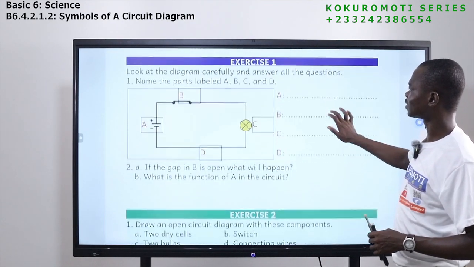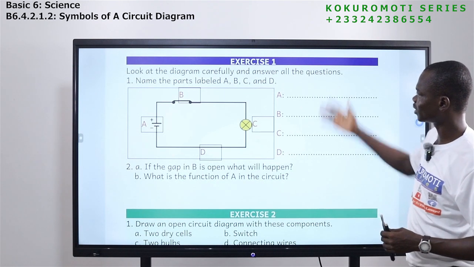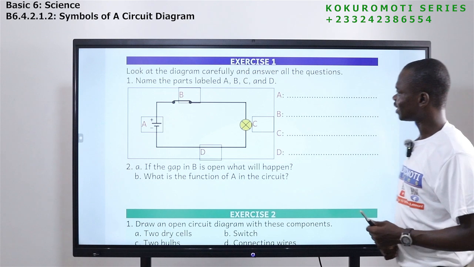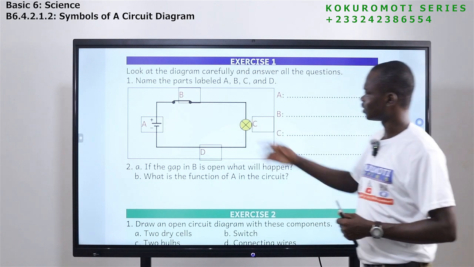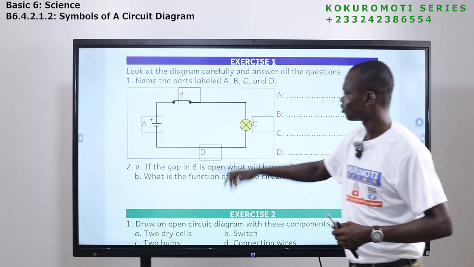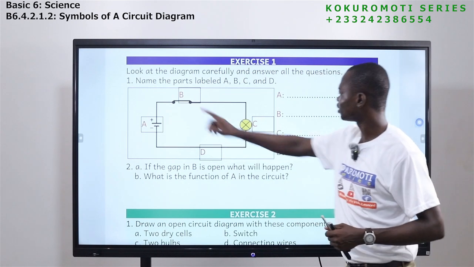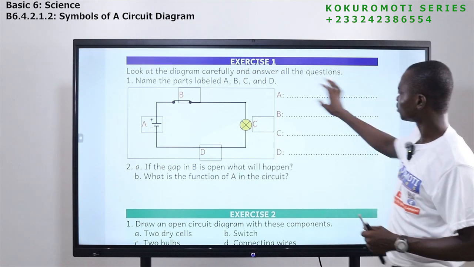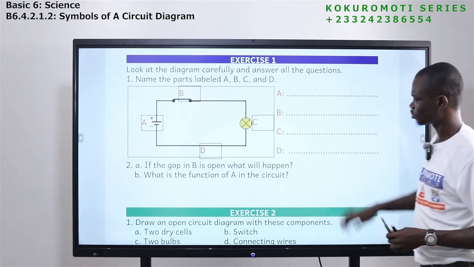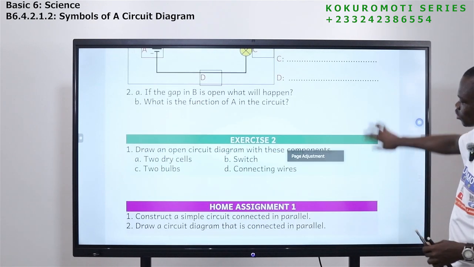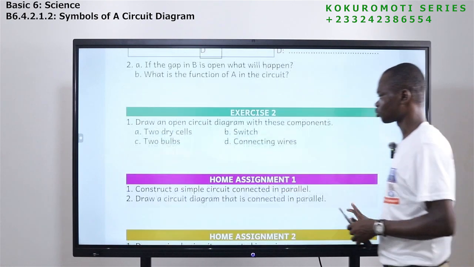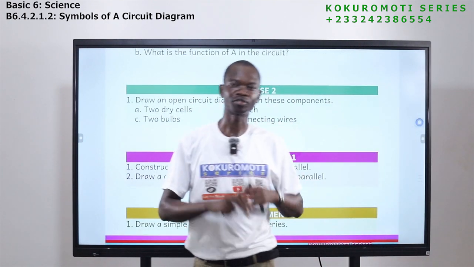So exercise 1 is here. Look at this. You are to write a name for this. What do we have here? We have A, we have B, we have A, we have B, we have C, we have D. So you are to provide answers, and then you answer these questions too. Okay, we have exercise 2, and then we have home assignment 1, home assignment 2. That is what you should do today for me.